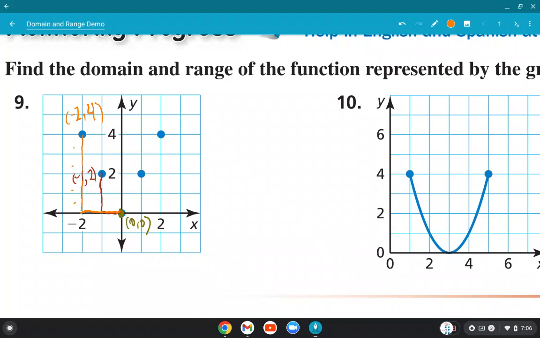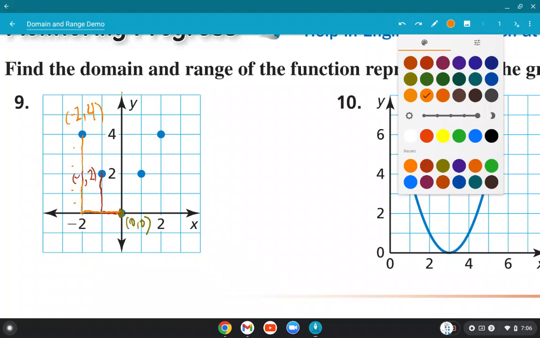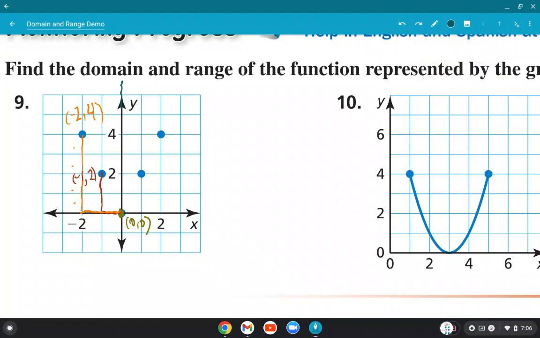Since this is symmetrical about the y-axis, let me do this in a different color. This is my OCD kicking in. Since this is symmetrical about the y-axis, any number to the left will change. This means that besides -2, 4, I'm going to have 2, 4. I'm just changing the number on the left to its opposite. So from -1, 2, it's just going to be 1, 2.